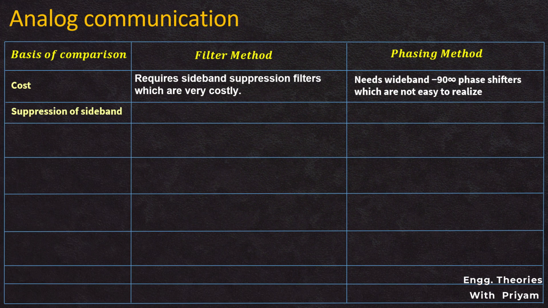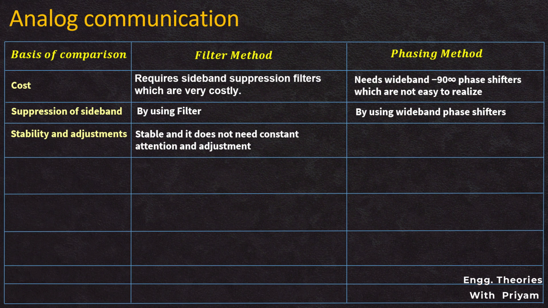Suppression of sidebands. In the filter method, the suppression of sideband is achieved by using filter. In the phasing method, the suppression of sidebands is achieved by using wideband phase shifters. Stability and adjustment. Filter method is stable and it does not require constant attention and adjustments. On the other hand, the phasing method requires constant adjustments.